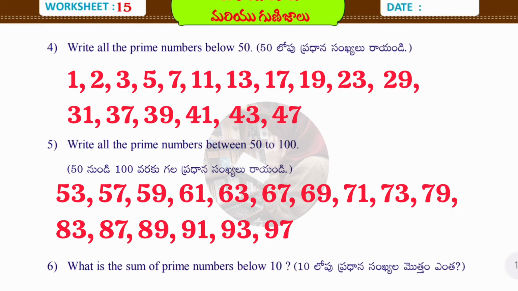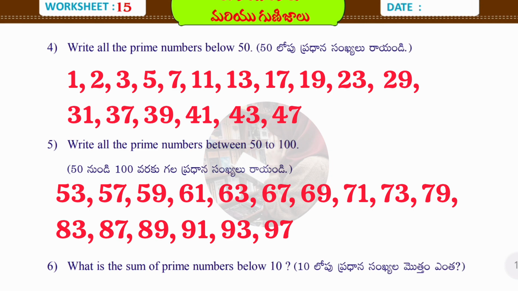Okay, now let's see the fifth question, which is write all the prime numbers between 50 and 100. So 53, 57, 59, 61, 63, 67, 69, 71, 73, 79, 83, 87, 89, 91, 93, 97. Okay, these are the prime numbers between 50 and 100.